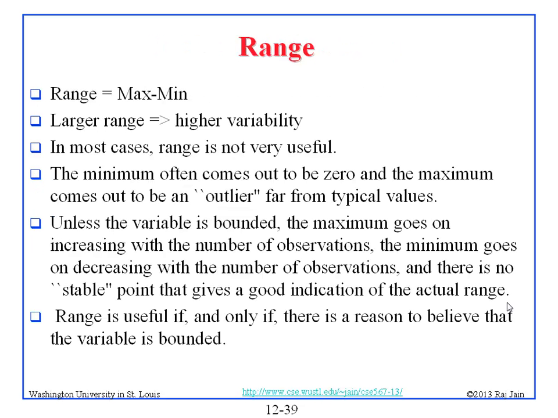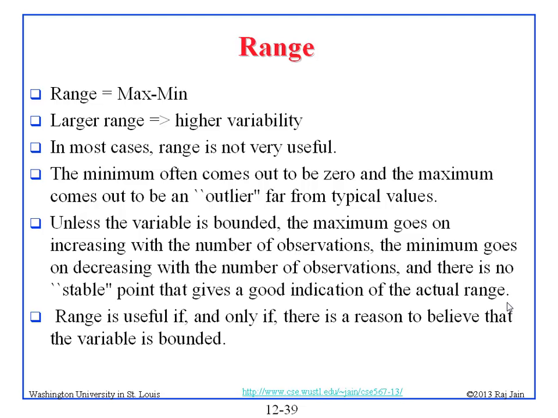Range. So range is max minus min. Larger the range, higher the variability. In most cases, range is not very useful. Why? Because range generally means outliers. If the maximum is 1500, it's good to know that it could be 1500, but most people are at 10. Right? And so both the min and the max keep going in one direction as the sample size increases. If you have just one sample, your range is this much. 2 samples, the range goes up and up and up.